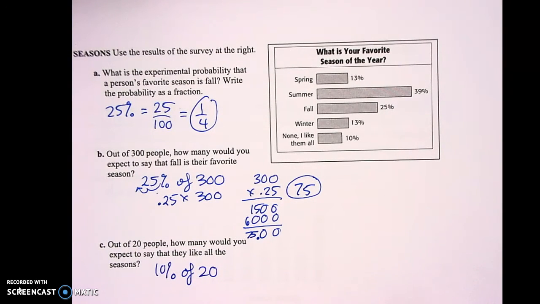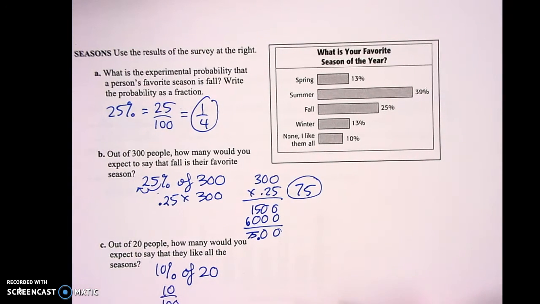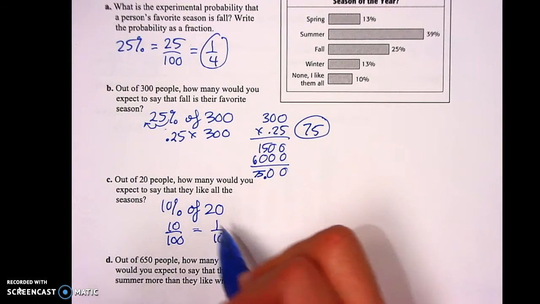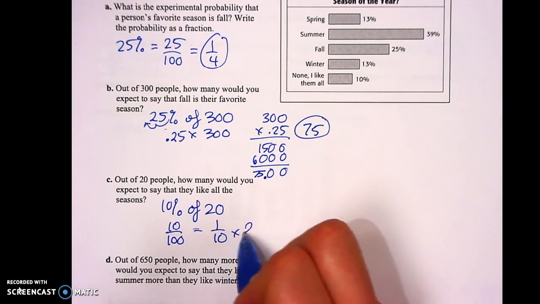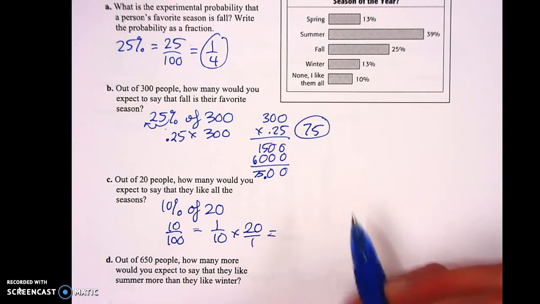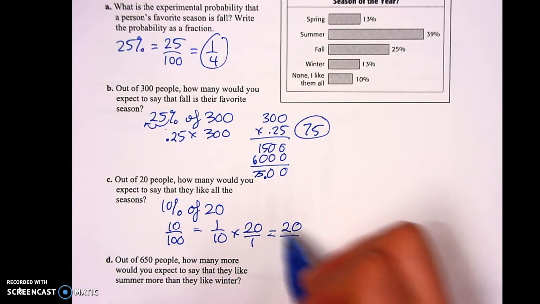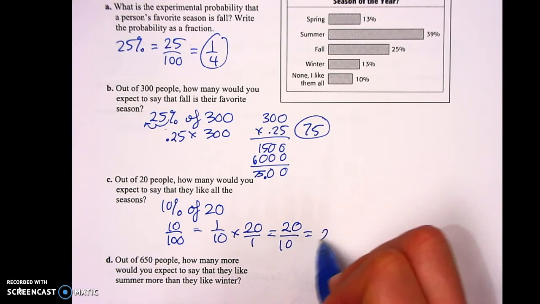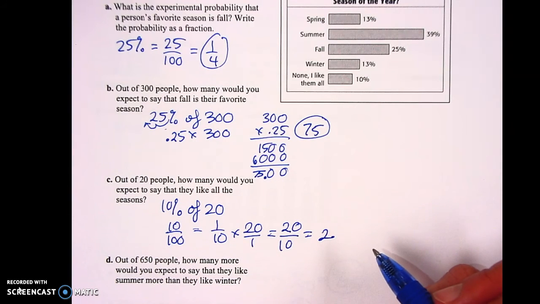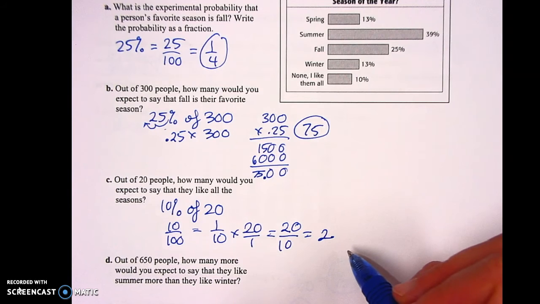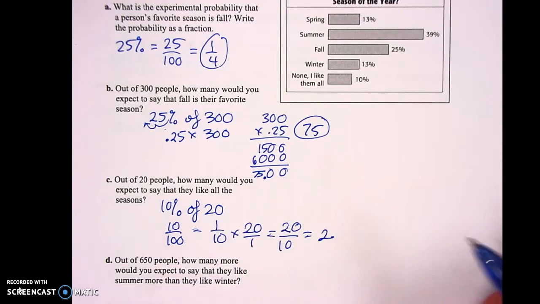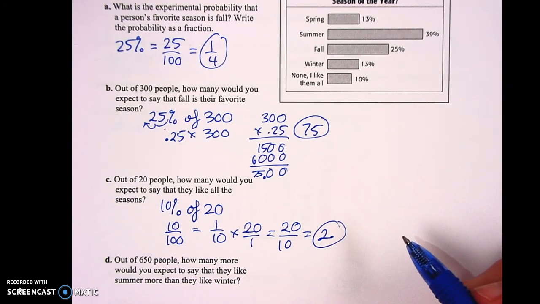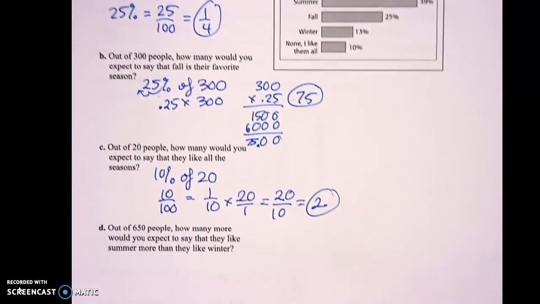Why don't we change 10% to a fraction? That's 10 out of 100 because it's a percent. And I can reduce that to 1/10 to make my work easier with smaller numbers. So 1/10 times 20. And you can put 20 over 1 and multiply straight across. And that becomes 2. So does that seem reasonable? 2 people are 10% of 20. Yes, that seems reasonable. And one more.